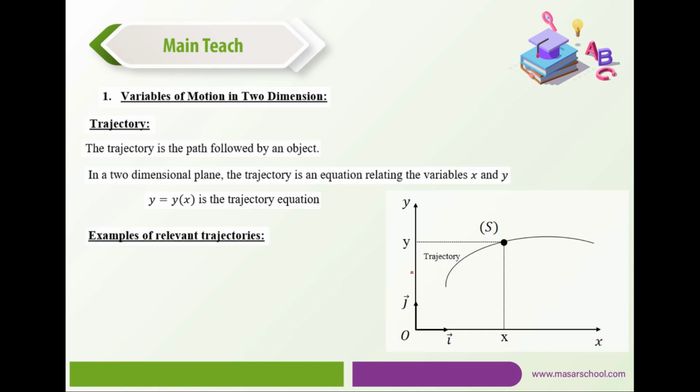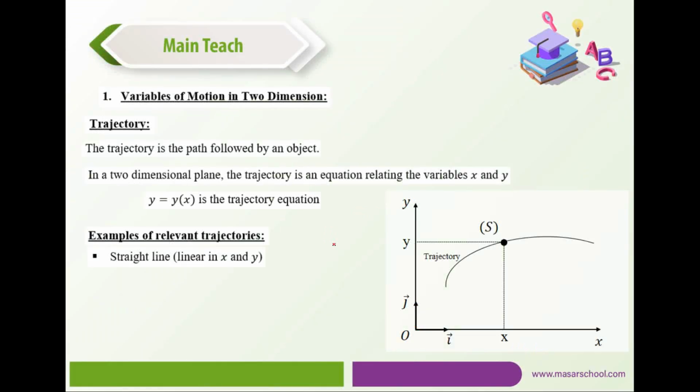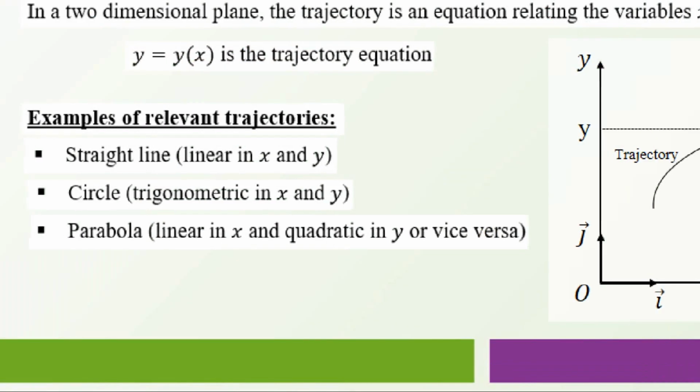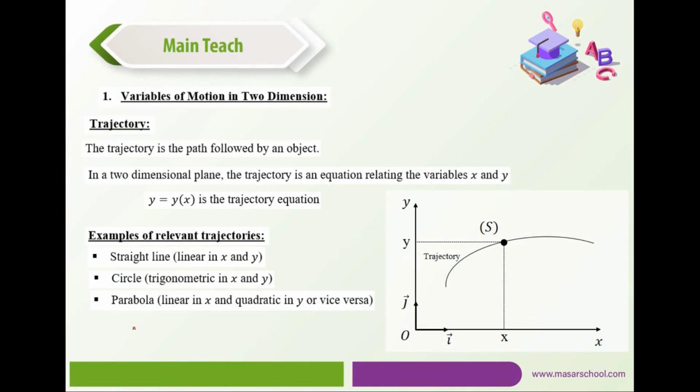Examples of relevant trajectories: straight line, that would be linear in x and linear in y, like y is 3x plus 2. This is a linear trajectory. Circular one, which is going to be trigonometric in x and in y. And parabola, that would be linear in x and quadratic in y, or vice versa. For example, y is x squared plus 3. This trajectory is a parabola, and let's say that y squared minus 2 is equal to x, which is linear in x and quadratic in y. That would also be a parabolic trajectory.